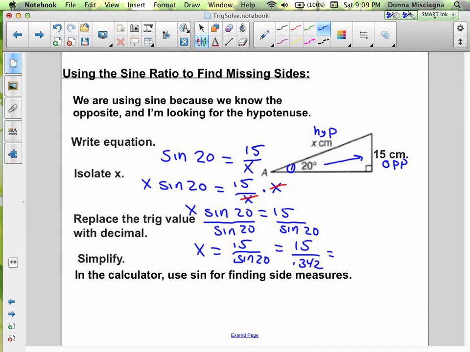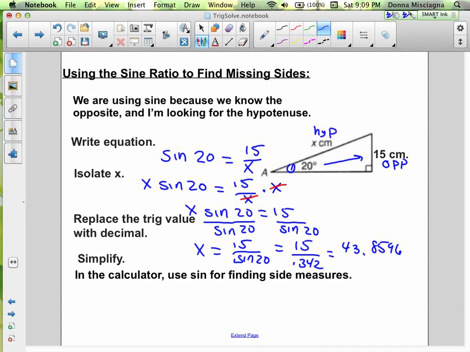So that's 15 divided by 0.342 is 43 point, and I'm going to round to 3 decimal places. 8. So it's going to be 8596. Tell you what, let's just round to 4 decimal places. So 0.8596. If I rounded to 3 decimal places, it would be 0.860. Right, but that's fine. We'll just do 4 decimal places.